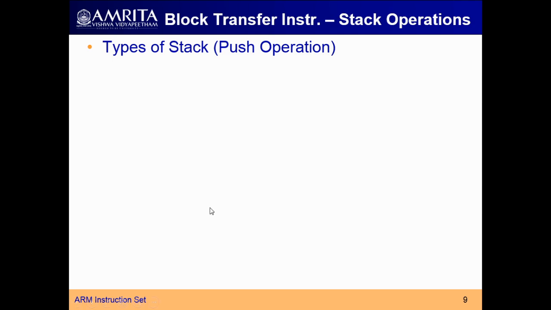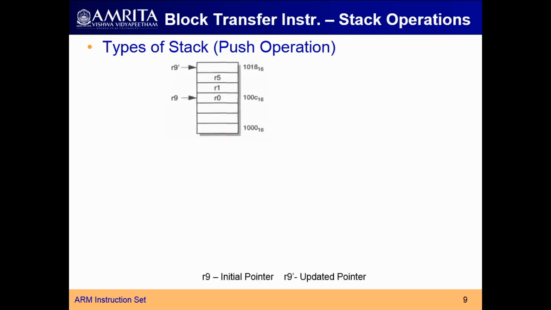So before going to that, we will deal with what are the different types of stacks available in ARM or any other microprocessor in general. So first of all, this is the first type of stack implementation. Here R9 is the initial pointer, R9 dash is the updated stack pointer.